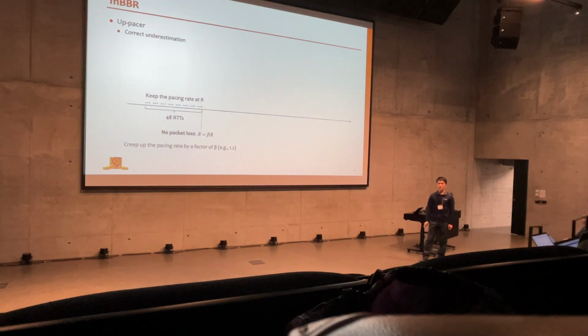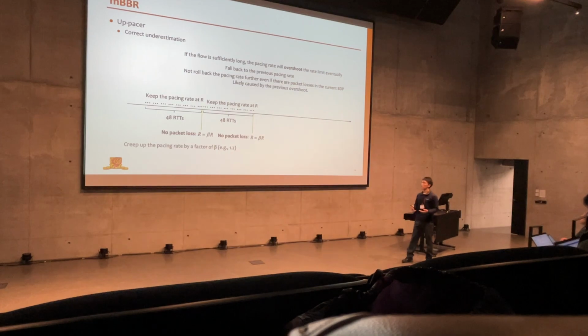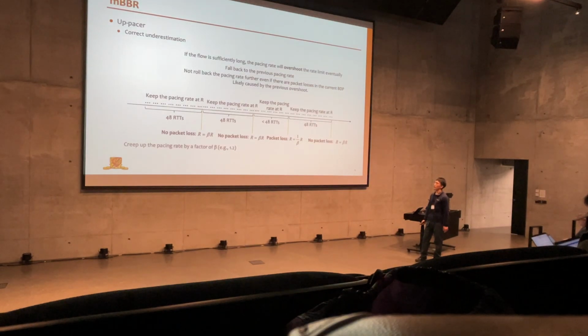So once every 40 rounds, if there's no packet loss, it's time to creep up the bandwidth by a factor of beta. And if the flow is sufficiently long, the pacing rate will eventually overshoot the rate limit, and it will fall back to the previous pacing rate. Note that it will not roll back the pacing rate even if there are packet losses in the current BBR round, because it's likely caused by the previous overshoot. So if there's a packet loss, it will revert to the previous pacing rate. Yeah, this is our up pacer.